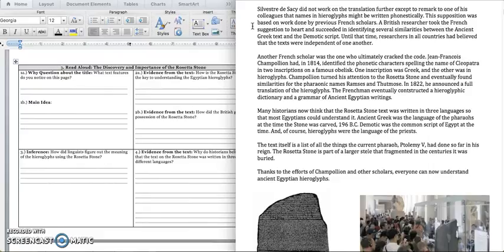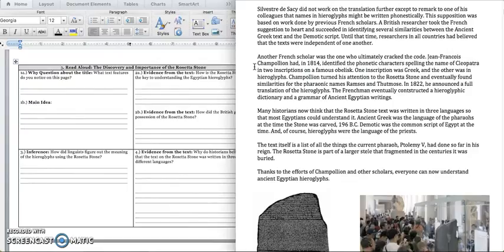A British researcher took the French suggestion to heart and succeeded in identifying several similarities between the ancient Greek text and the Demotic script. Until this time, researchers in all countries had believed that the texts were independent of one another. Another French scholar was the one who ultimately cracked the code.